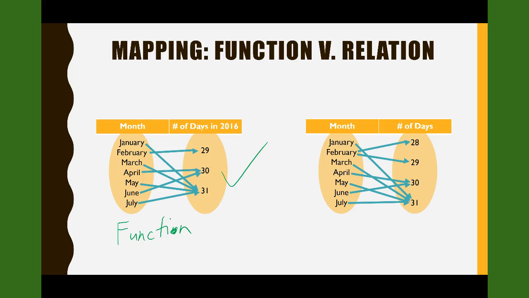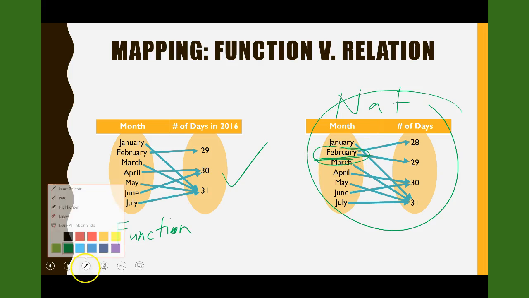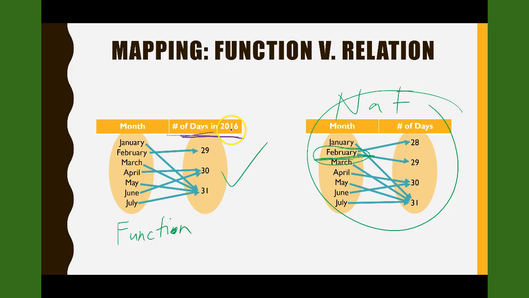There's no problem here. With the second one, again, this is not a function, because look at February. In the first one I specifically chose 2016, and in 2016 February had 29 days, but in this one I did not indicate what year, and therefore February could have 28 days or 29 days. Since the input February has two outputs, namely 28 and 29, this is not a function.